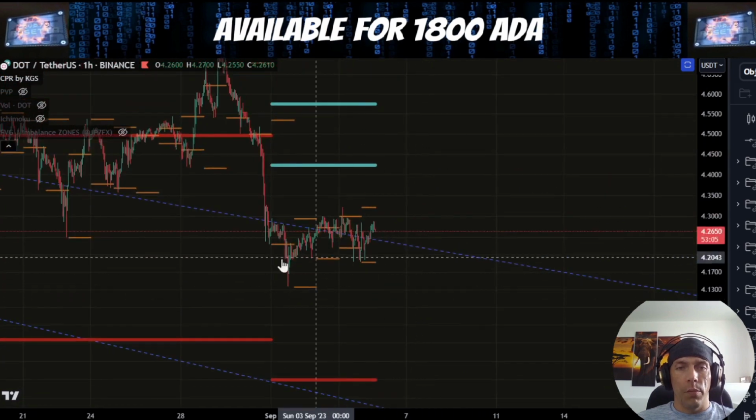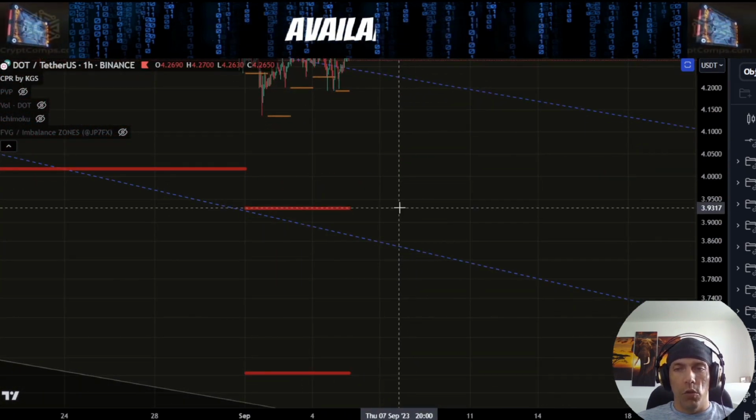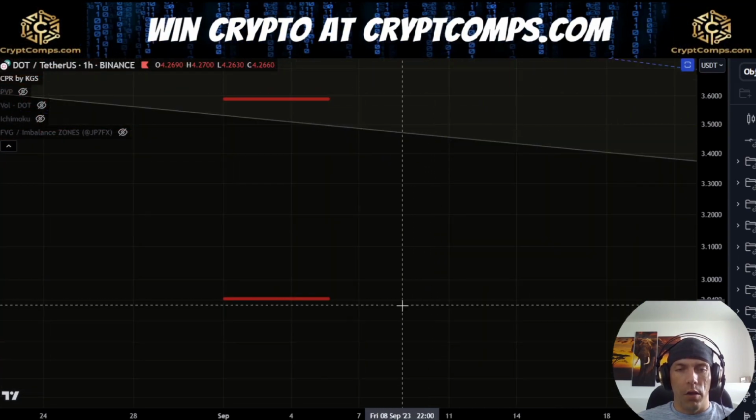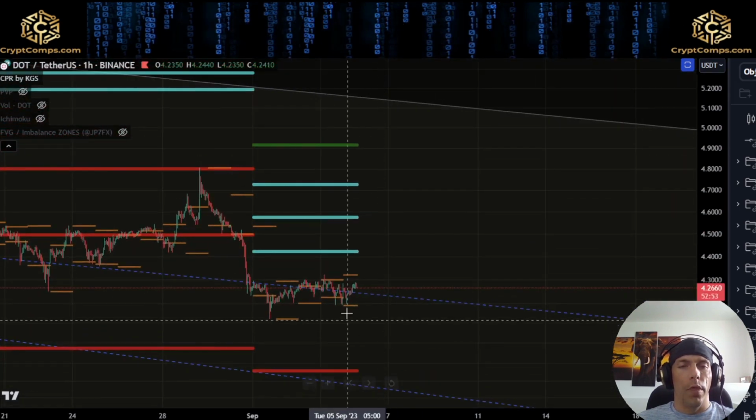If, however, we see price fail to push up here and we just look to push down directly, targets would become 393. We have this 358 and lower down here, this 294 is potential downside targets for this month.